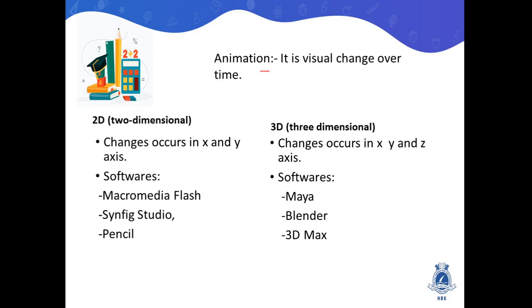Before we go with the specific tools, we first clear the concept of animation. You already know that animation means visual changes over time. It means we give movement to the object for a specific time interval. We coordinate time as well as motion, time and motion. In animation, we give movement to the object with a sequence of time or interval of time. That we call animation.